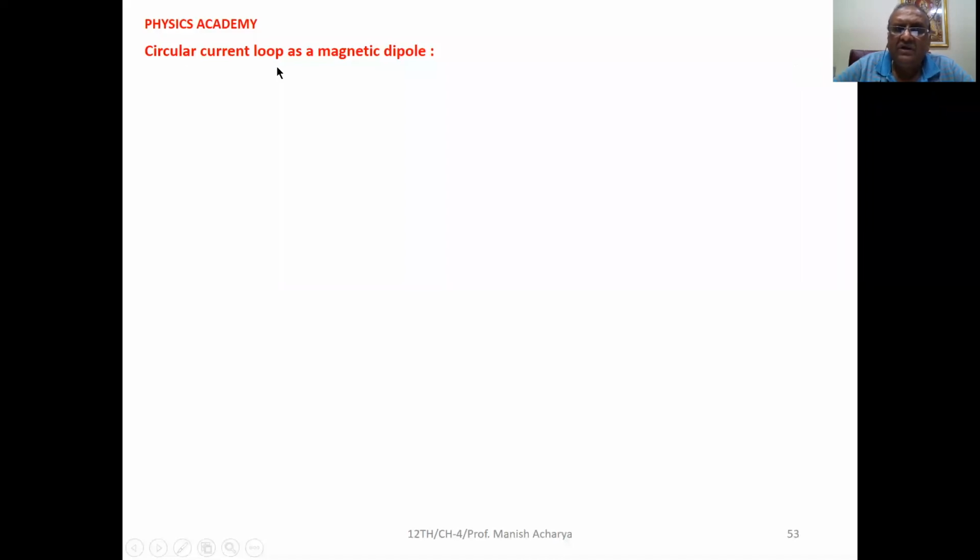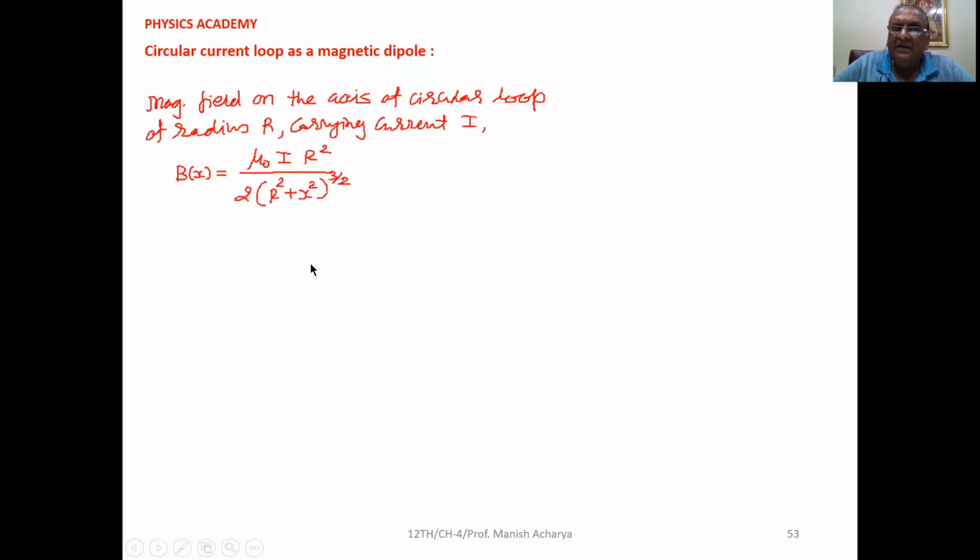Now, circular current loop as a magnetic dipole. Okay. We already derived the equation for the magnetic field on the axis of the circular loop of radius r carrying current I. That is B at x equal to mu 0 I r square upon 2 into (r square plus x square) raised to 3 by 2.